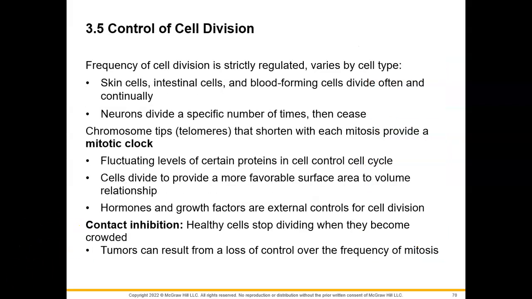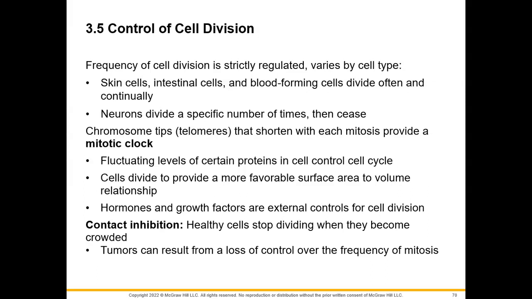The frequency of cell division is strictly regulated, and it varies by cell type. Skin cells, intestinal cells, and blood-forming cells divide often. Neurons divide a specific number of times and then stop dividing. Chromosome tips are known as telomeres, and they shorten with each mitosis, and that provides a mitotic clock.